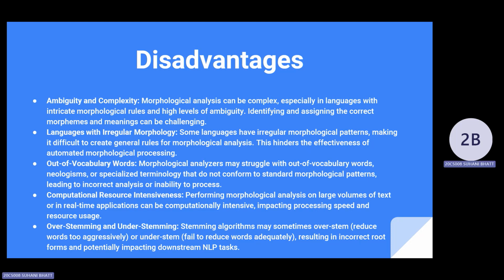Fourth is computational resource intensiveness. Performing morphological analysis on a large volume of text or in real time applications can be computationally intensive, impacting processing speed and resource usage. Fifth is overstemming and understemming. Stemming algorithms may sometimes overstem or understem, resulting in incorrect root forms and potentially impacting downstream NLP tasks.